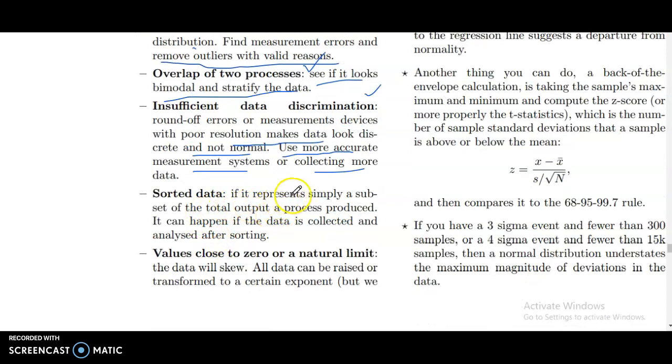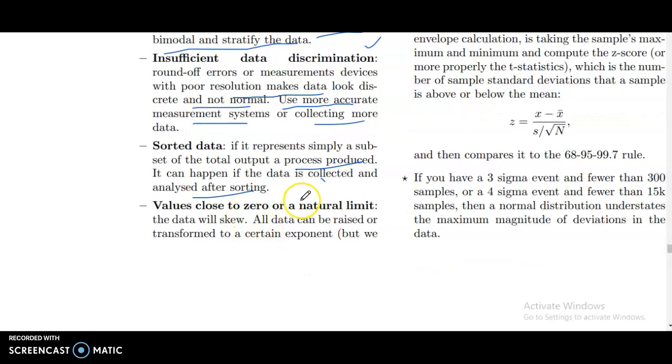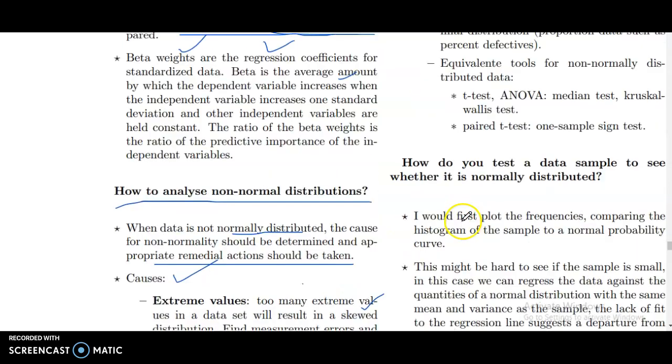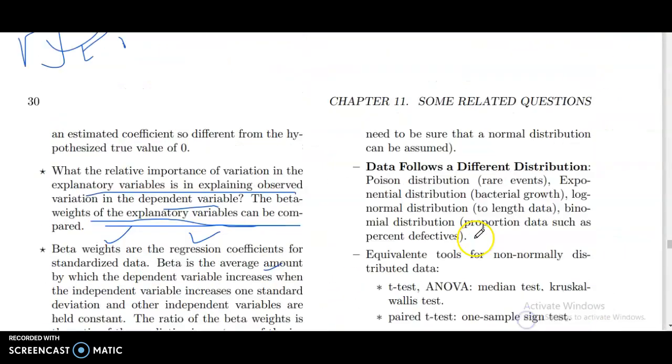Sorted data, if it represents simply a subset of the total output a process produced. It can happen if the data is collected and analyzed after the sorting. Values close to zero or a natural limit: the data will skew. All the data can be transformed to a certain extent, but we need to be sure that a normal distribution can be assumed.